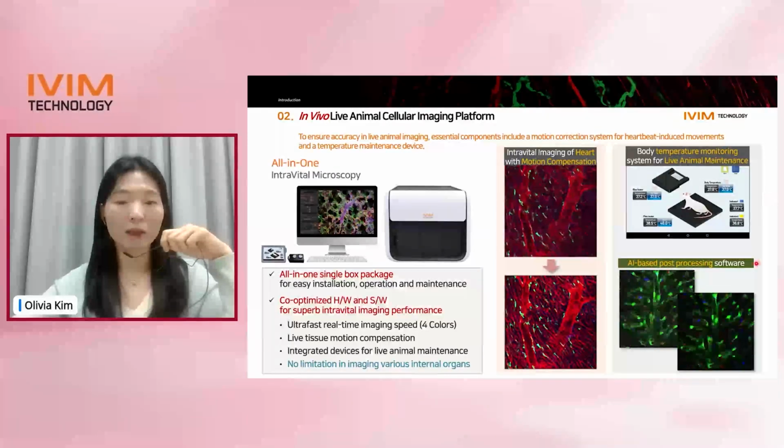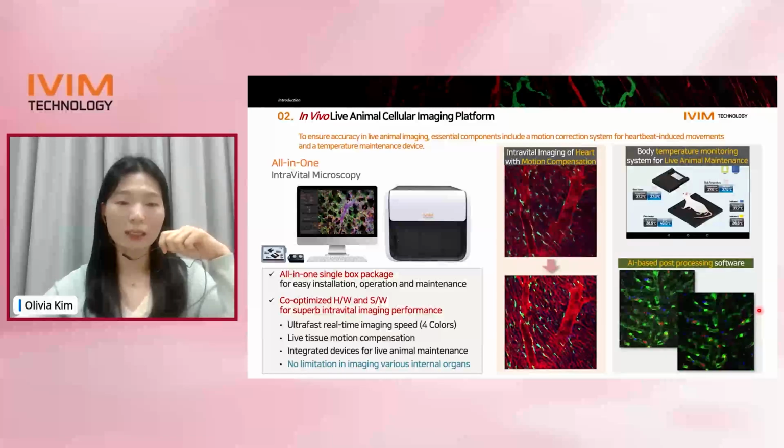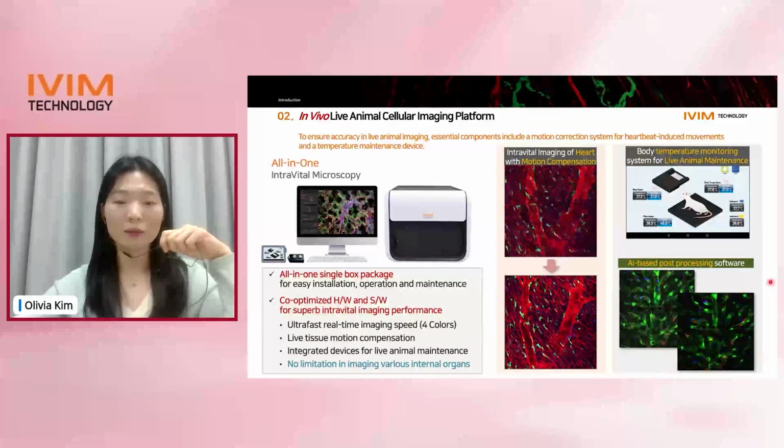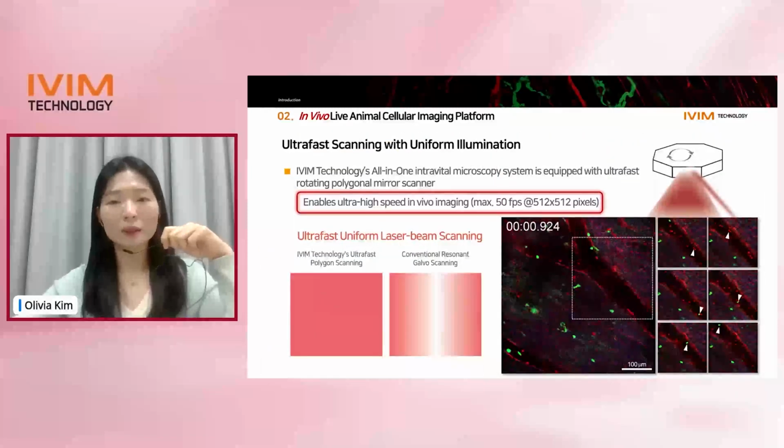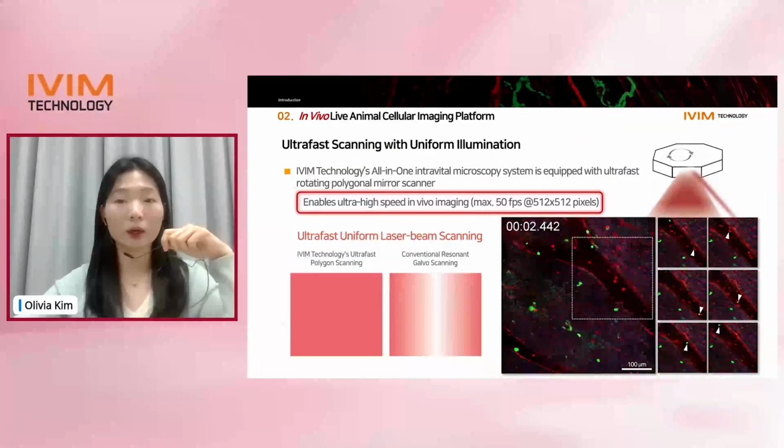Lastly, when imaging at ultra-high speeds, the data can contain substantial noise, making quantitative analysis challenging. To address this, our AI denoiser software effectively removes high-frequency noise, allowing researchers to obtain clean, high-fidelity images suitable for accurate quantitative analysis. Now let me go into more detail about the components of our platform I mentioned earlier.